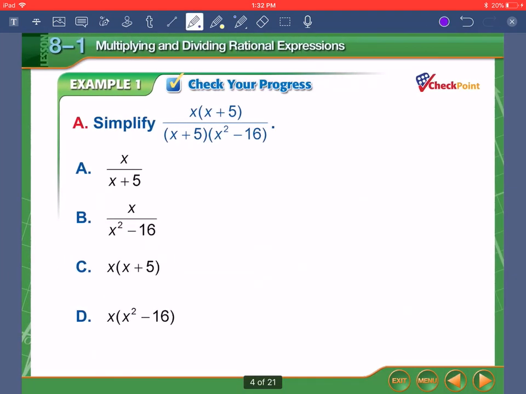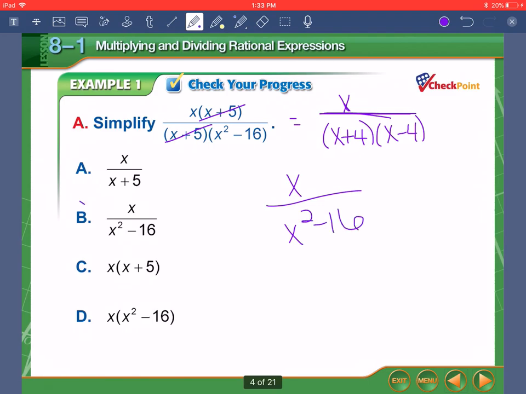So I'm going to simplify x times x plus 5 over x plus 5 times x squared minus 16. I have an x plus 5 in the top and the bottom, so I can knock those off or simplify them out. So I get x over, now I'm going to see if my denominator can simplify. So x squared minus 16 simplifies to be x plus 4, x minus 4. That's just factored. And now double check, do I have any factors in common in the numerator and the denominator? I do not. So I can say that my answer is x over x plus 4, x minus 4, or x over x squared minus 16. So it would be B.